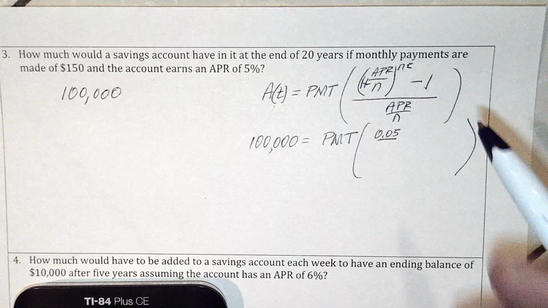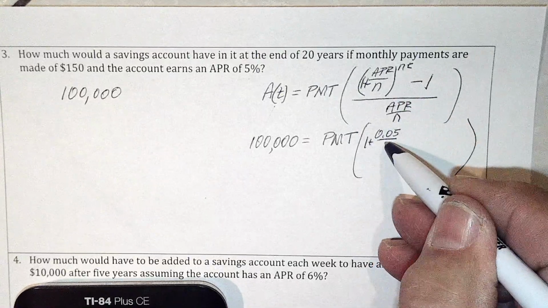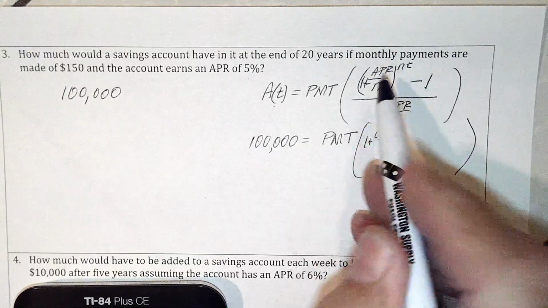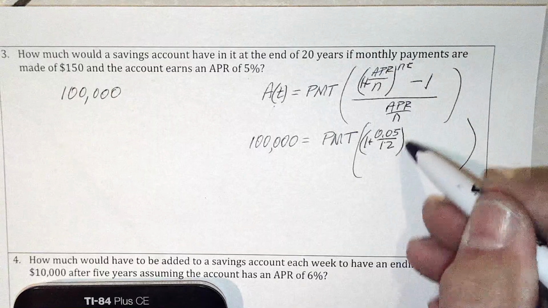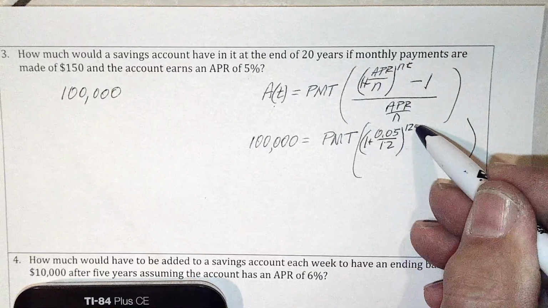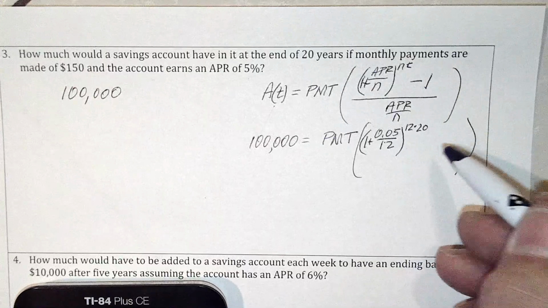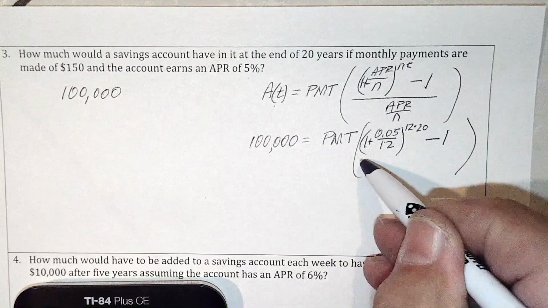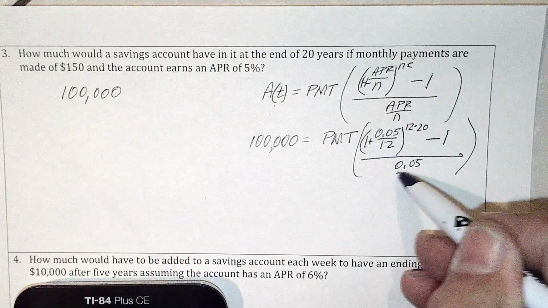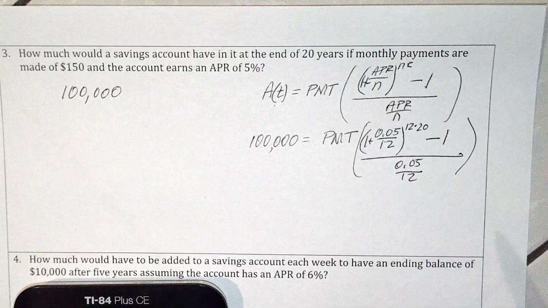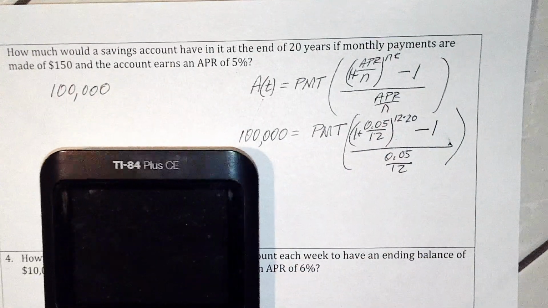All right, so it's 1 plus the APR over N, and we're doing this compounded monthly, so to the 12 times 20 years, minus 1, over 0.05 over 12. So I've got to figure out that number.